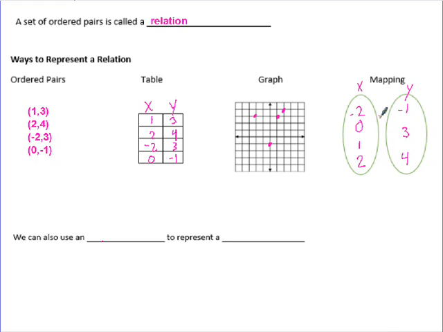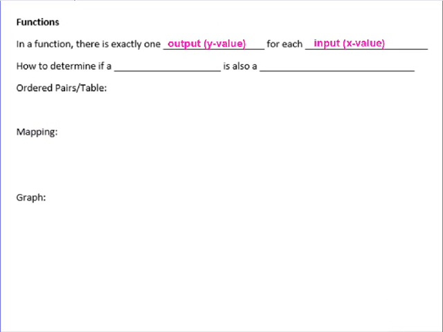Then for a mapping, you just draw an arrow between the points that are connected. So negative 2 goes with 3, so I draw an arrow. 0 goes with negative 1, so I draw an arrow there. 1 goes with 3, so I draw an arrow to 3, and then 2 goes with 4, so it gets an arrow straight across. We can also use an equation to represent a relation, so I could say like 2x plus 4 is a relation, and then I would have my different x and y values to make ordered pairs.